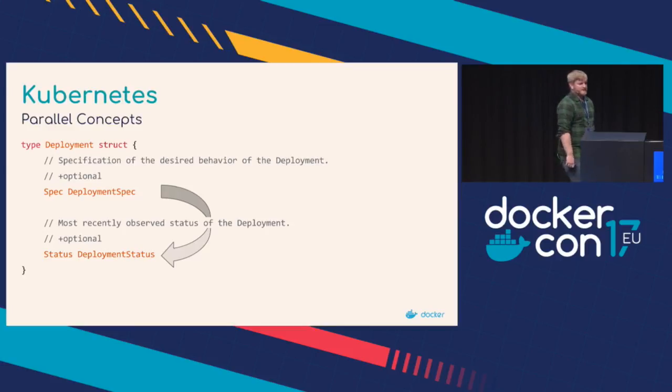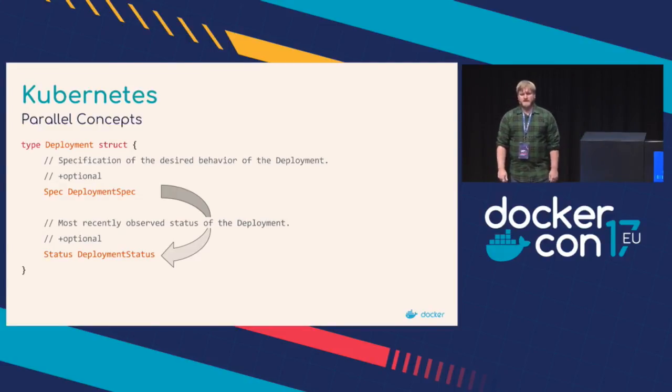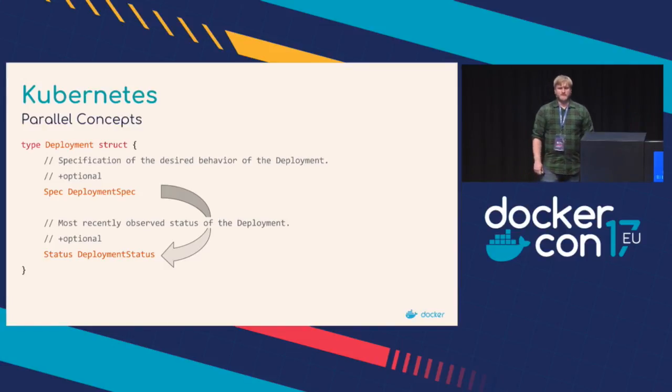So Kubernetes has a parallel concept. This is the deployment struct that I've pulled out of the Kubernetes code base. And we can see we have a deployment spec, which is a specification of the desired behavior of a deployment. A deployment in Kubernetes is roughly equivalent to a service, kind of. But the same concept happens where you feed the deployment spec back into the deployment status.